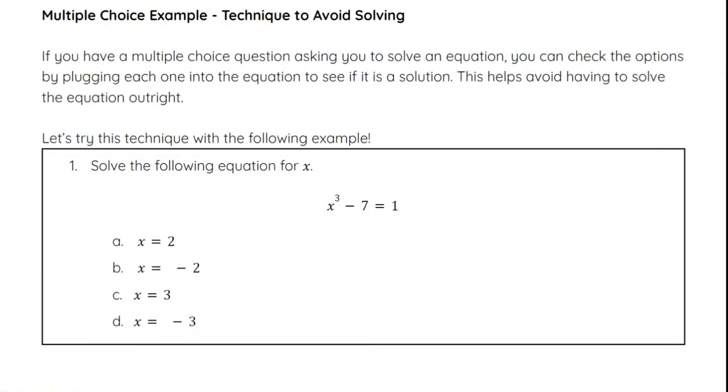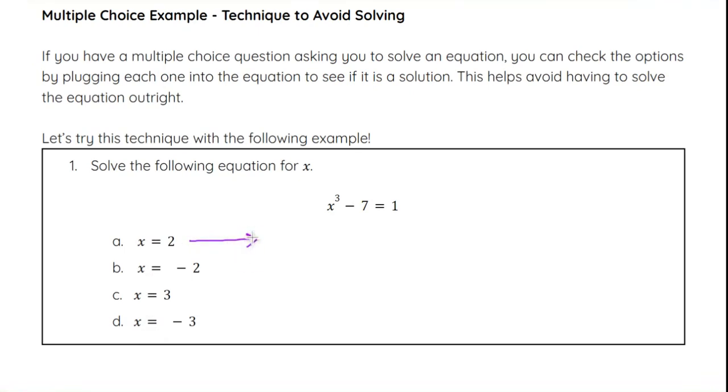So let's take a look at a multiple choice example and how we could use what we just talked about as a technique to avoid solving. So if you have a multiple choice question that's asking you to solve an equation, you could go through and solve this, and eventually you'll learn that you would add 7, you would cube root, and you would get your answer that way. However, especially if it's a more complicated equation that you are being asked to solve, you can actually use the multiple choice answers to do what we did at the beginning of this lesson, where we figured out, are these solutions to that equation by plugging those values in.